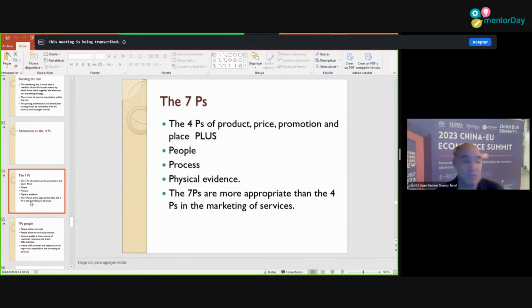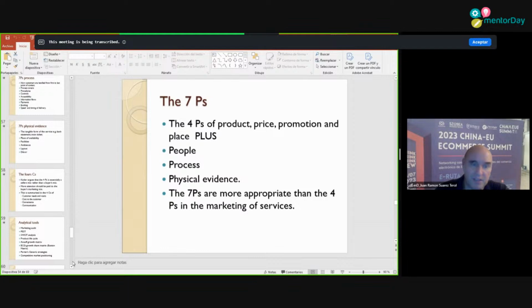Okay, physical image. So what I wanted to show with this is that in our strategy, we segment the universe, we choose the right targets, and then we position ourselves in those targets with a product, a price, a promotion, a distribution channel, the right people, the right processes, and the right physical evidence. That is basically how I wanted to finish this.